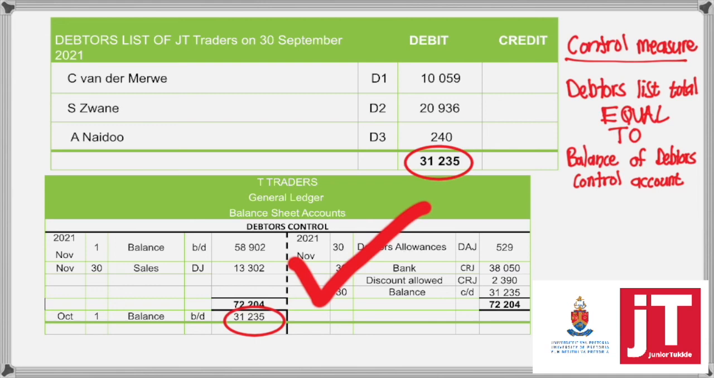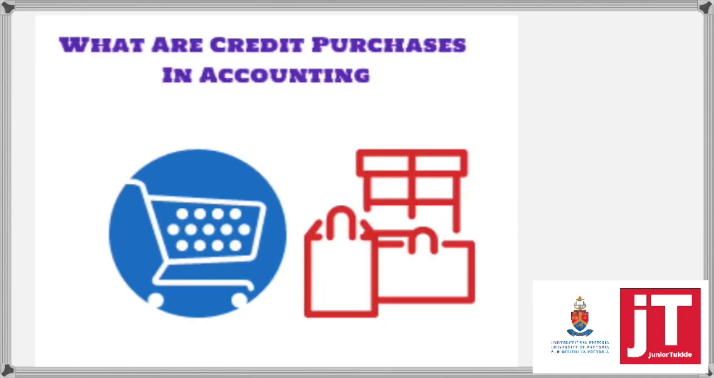Now, this is the end of this chapter, and in the next chapter we are going to look at what credit purchases are in accounting. What does it mean when we as a business purchase on credit from our suppliers? That will be in the next chapter. And then after that, we will combine all the journals up to this point and do some activities that you can expect in the June exam.